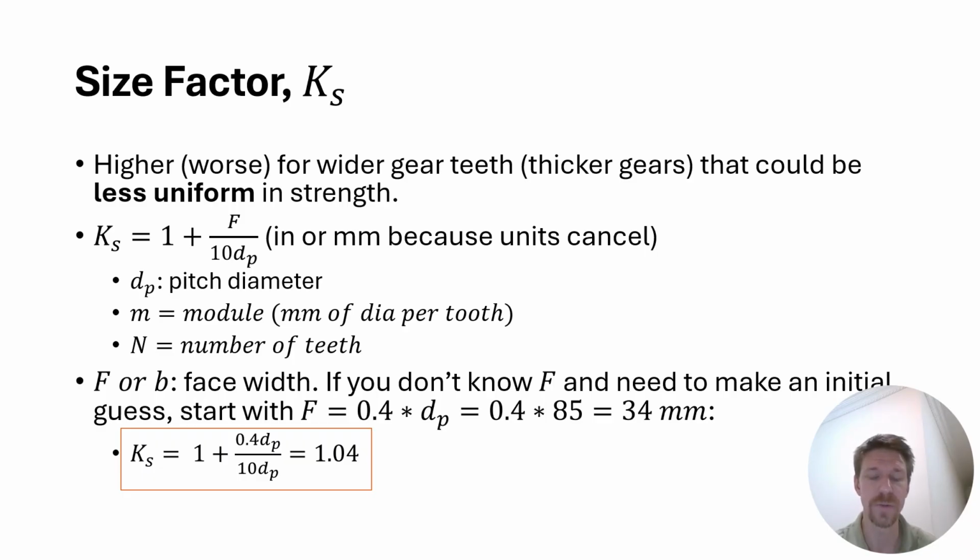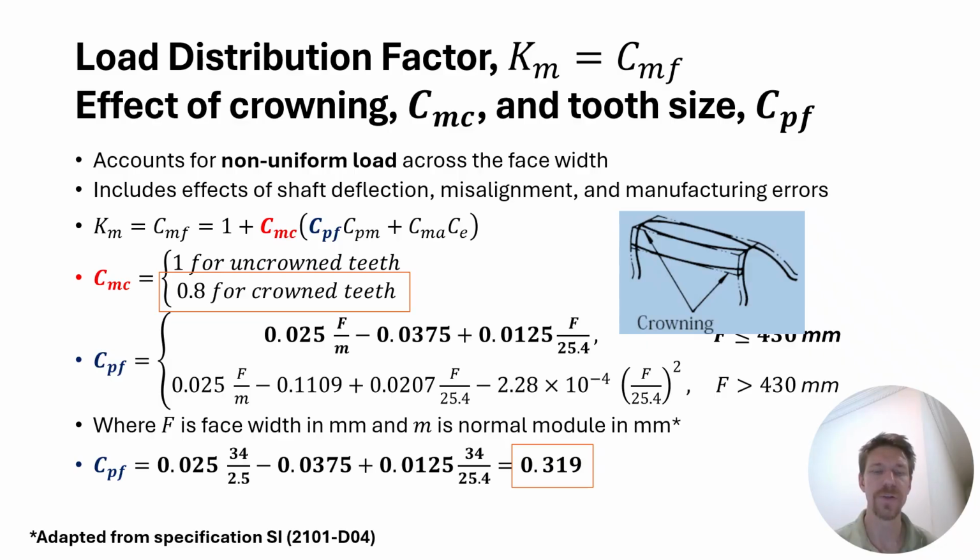So you start with assuming it's going to be about 0.4 times the diametral pitch. So 0.4 times 85, that's 34 millimeters. (1 plus 0.4 times dp) over (10 times dp) is 1.04 because the dp's cancel. So we've got a first cut at a size factor, and then finally the load distribution factor.